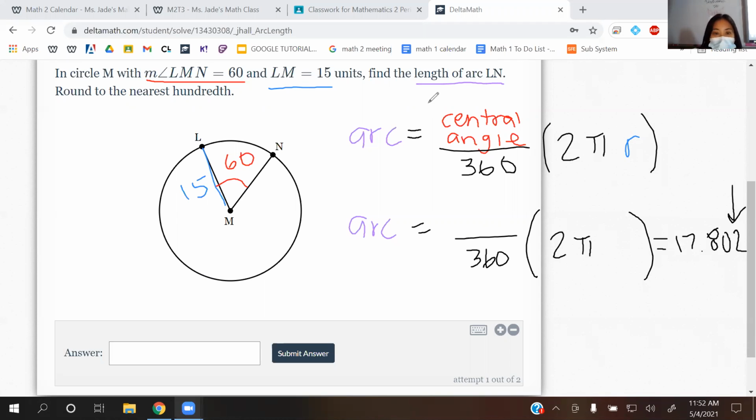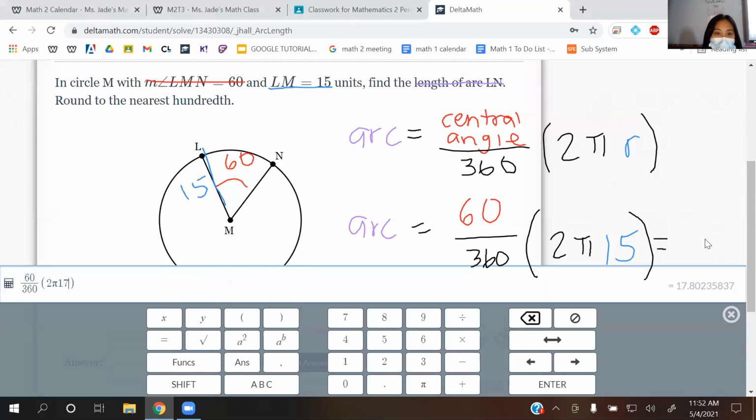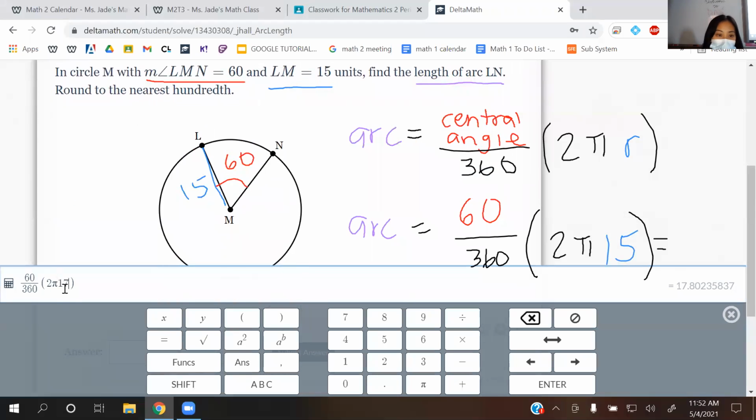So we're going to get 2 decimal places. So we have our central angle, 60. We have our radius, 15. Plug it into the formula. Nice and easy. And then, oops, I forgot to erase the old answer. This is like the last answer. Okay, so I'm going to go ahead and type that into your calculator. 60 over 360 times 2 pi 15 gives me 15.707.